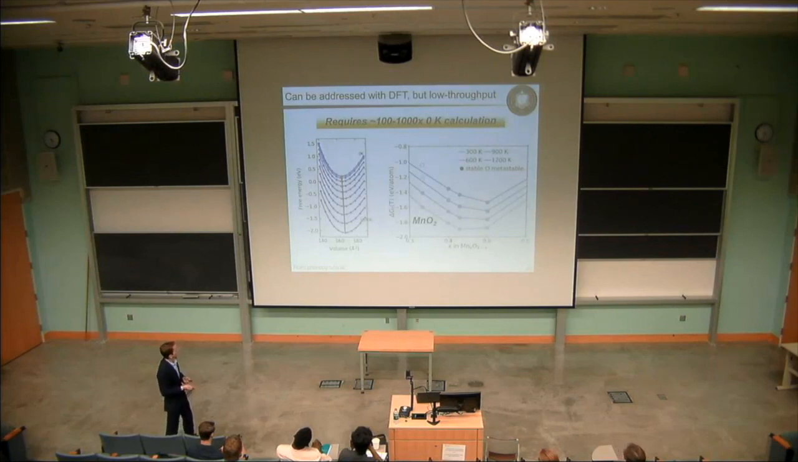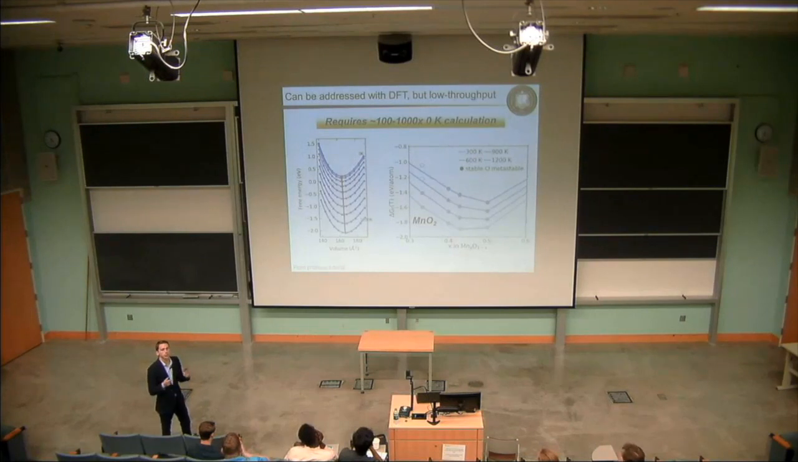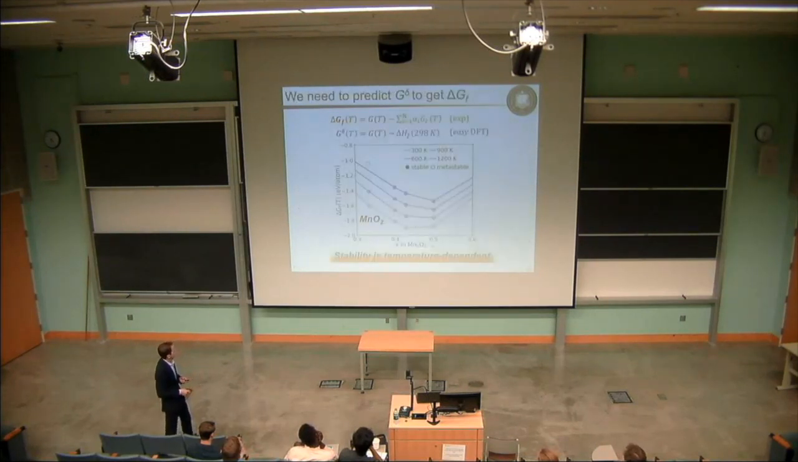So we are able to do this with density functional theory, that is, capture the temperature dependence and obtain this Gibbs formation energy as a function of temperature. However, it typically requires on the order of 100 to 1,000 times doing a single 0 Kelvin calculation. And so it's not really tractable to do this in a high throughput search where we're considering many possible materials. So that motivates us to develop a new model to predict this solid state temperature dependence.